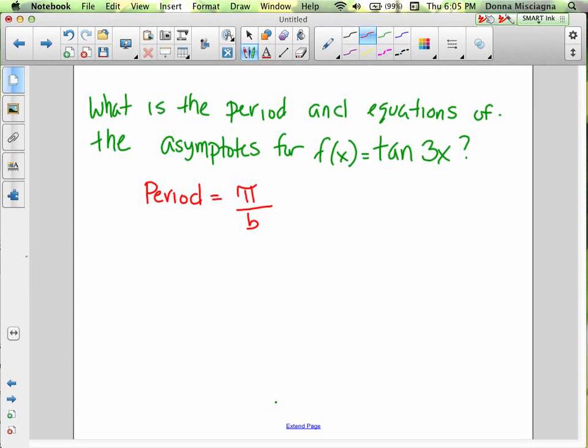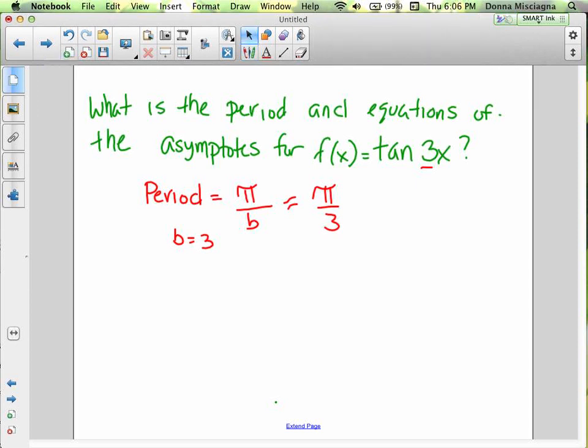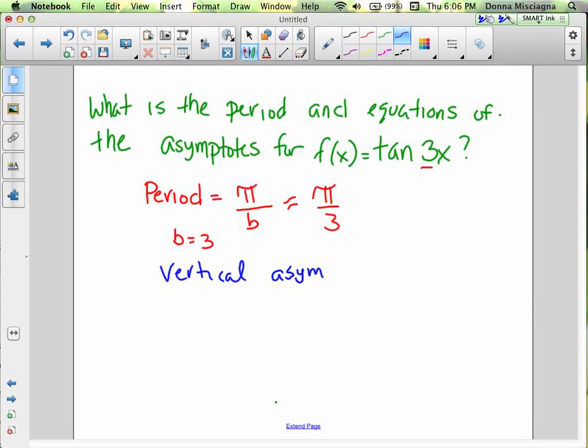All right, so we have to identify b. b is the coefficient on x. It's right there, so b is 3. So that means the period is going to be pi divided by 3. That's all there is to that one. Let's find the vertical asymptotes. And one of these questions is on the formative. Either it's finding the period or finding the vertical asymptote. You'll have to take the formative to find out which one it is.